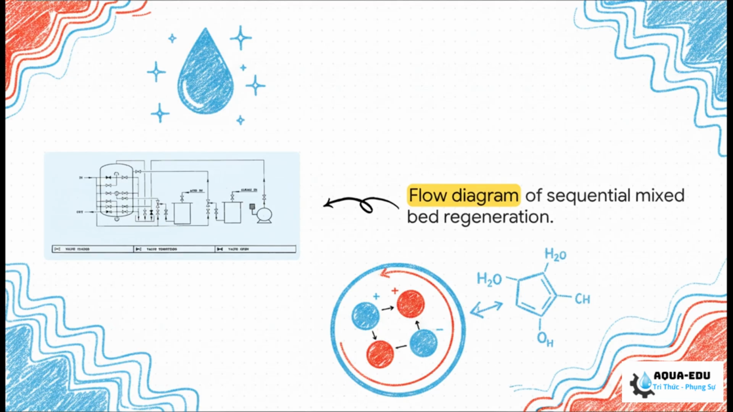During a normal service cycle, every single cation bead is sitting right next to an anion bead. So any acid produced by the cation resin is instantly neutralized by the neighboring anion resin. This brilliant little design is what drastically reduces sodium and silica slip, giving us that incredibly pristine water.